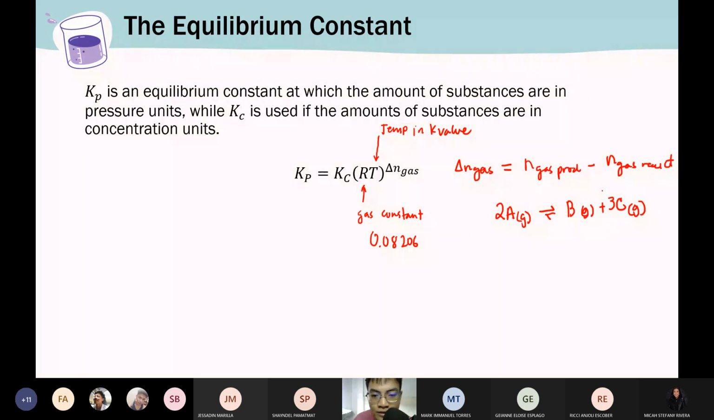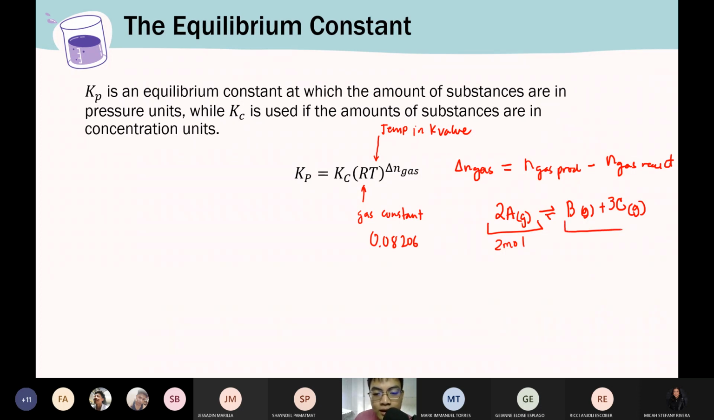Paano ko malalaman yung delta N gas? So basically, you just count how many gas molecules you have, how many moles of gas you have in the reactant and in the product side. So for the reactant side, I only have 2 moles of gas. Siya lang naman kasing chemical species doon. So I have only 2 moles of gas.